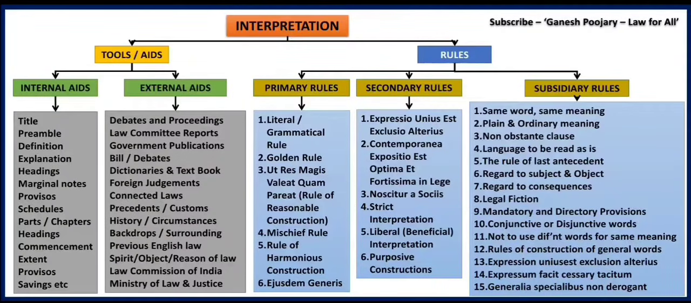The third category of rules are subsidiary rules, like same word same meaning, plain and ordinary meaning, non-obstante clause, language to be read as is, the rule of last antecedent, regard to subject and object, regard to consequences, legal fiction, mandatory and directory provisions, conjunctive or disjunctive words, not to use different words for the same meaning, rules of construction of general words, and there are a few maxims again. These are the aspects we are going to learn.